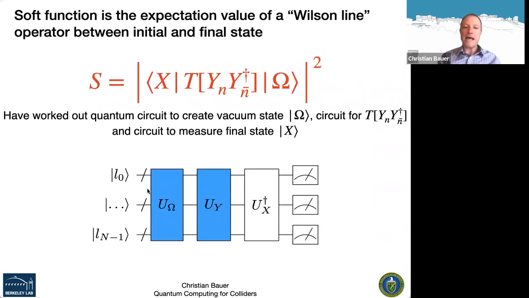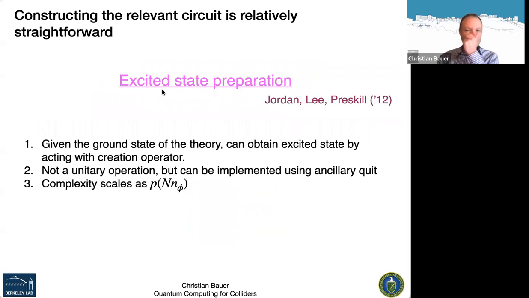Okay, so we have this operation. The last thing we need is an operation like this. We not only need to create ground states, we also need to create excited states because we want to measure excited states. And in principle, this sounds very easy. Given the ground state of a theory, I can just obtain an excited state by acting with a creation operator on my ground state. The problem is the creation operator is not a unitary operation.